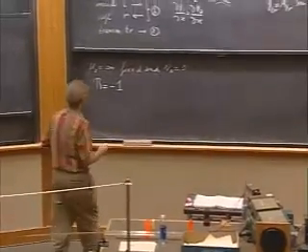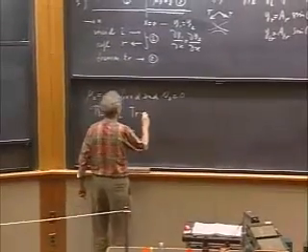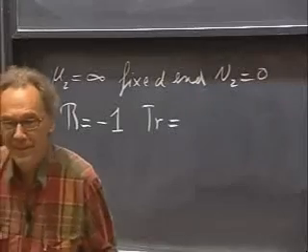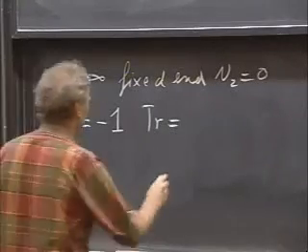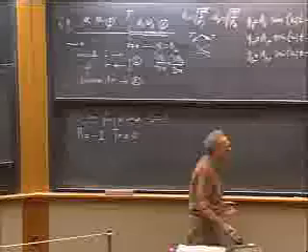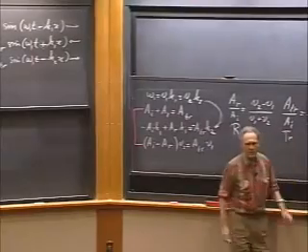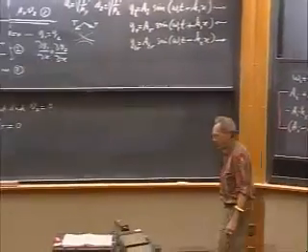A fixed end. And what do you think TR is going to be? What do you think it's going to be? 0. Nothing goes through. And look at it: if V2 goes to 0, TR is 0. So aren't we happy?